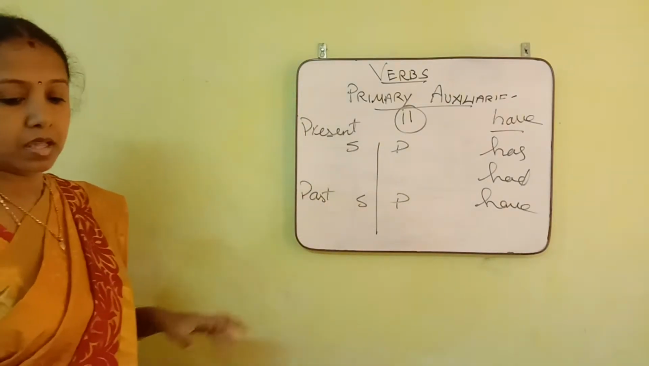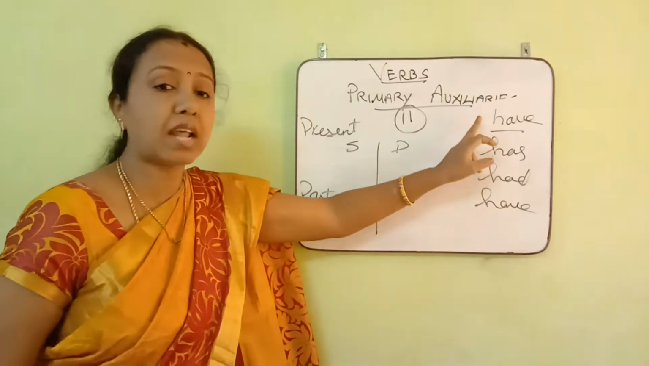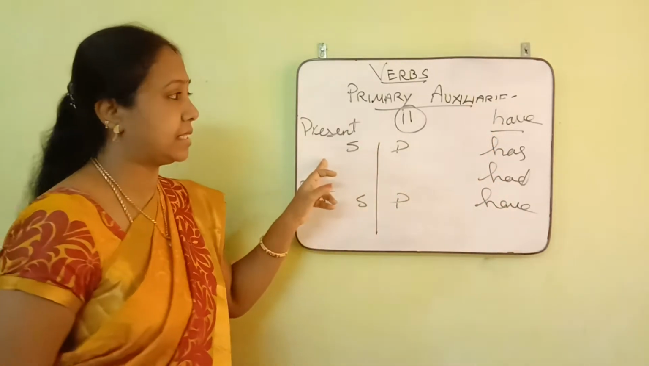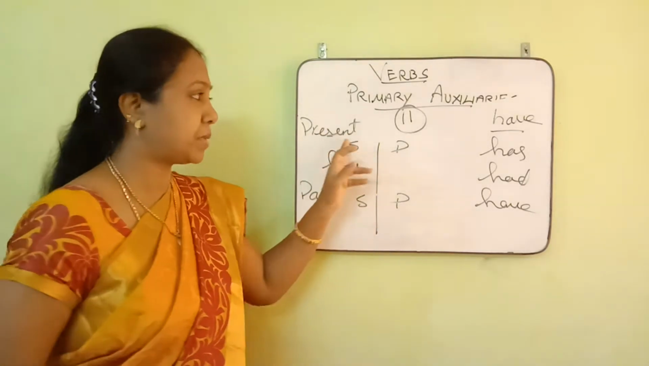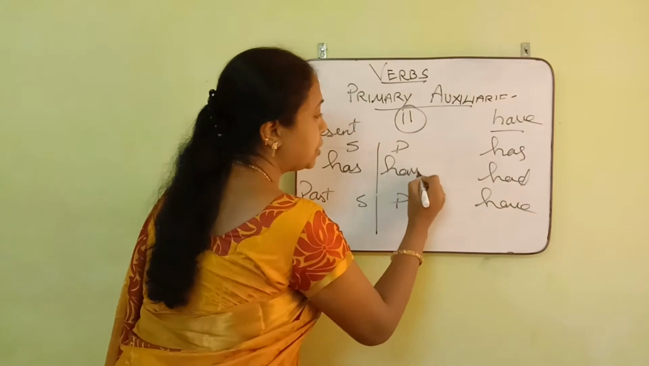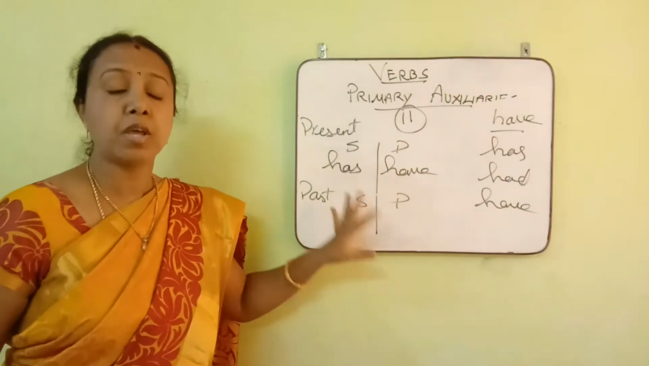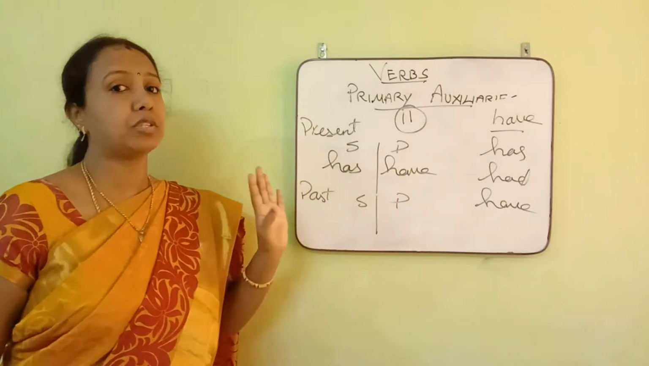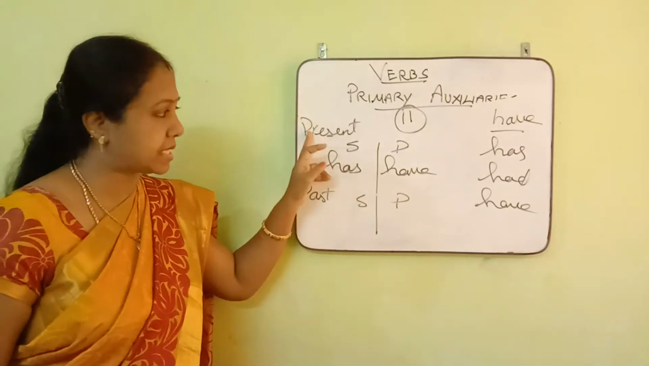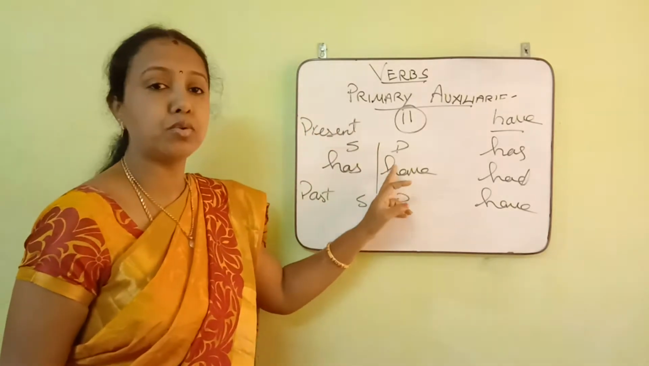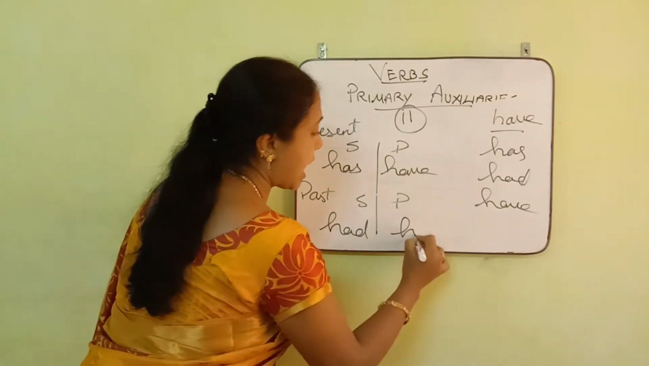Now present tense. What have verbs will you use for present tense? Here has should be used for singular present tense, and have should be used for plural present tense. All this tabular column will be very useful when you are going to learn active and passive voice. So has will be used for singular present tense, and have for plural present tense. Similarly, for past tense, it is had and had.